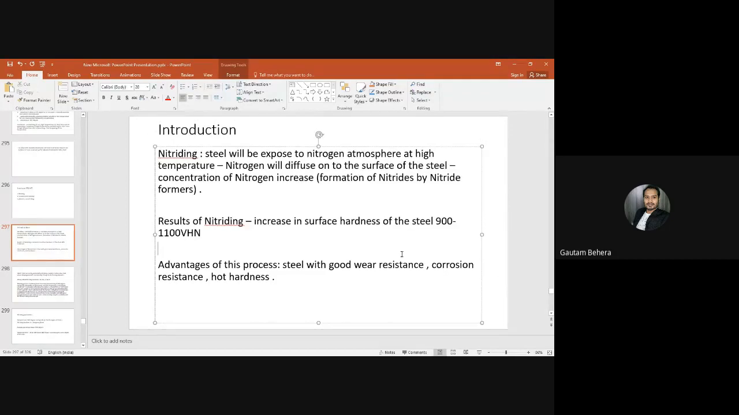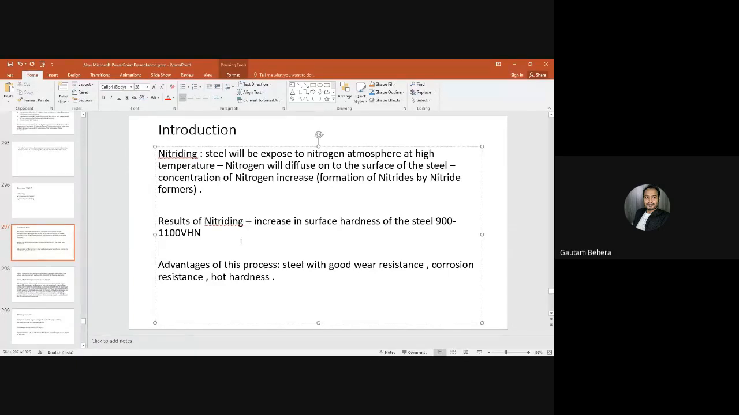I have already discussed nitriding. Steel is exposed to a nitrogen atmosphere at high temperature, and nitrogen diffuses into the surface of the steel, so the concentration of nitrogen increases. When we heat the steel inside the furnace surrounded by nitrogen, nitride formation takes place around the surface. The steel surface forms nitrides. It may form iron nitride or alloy nitrides, which improve the hardness and wear resistance of the steel.